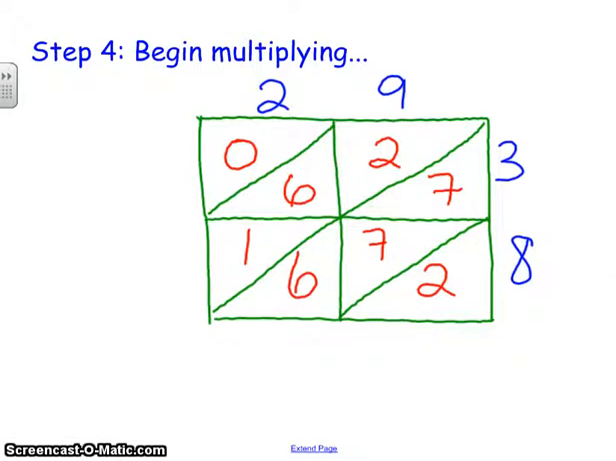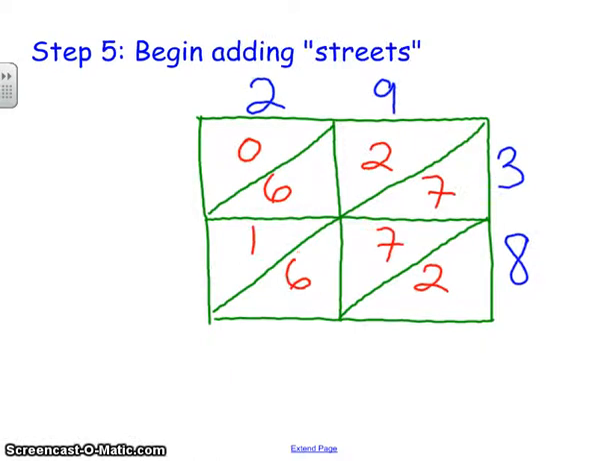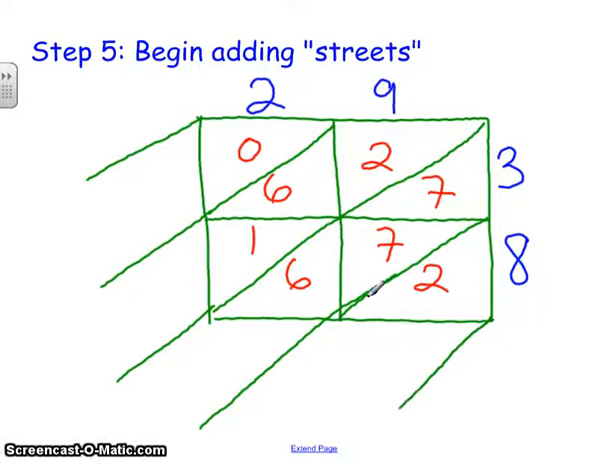Now that we filled out the middle part of the multiplication lattice, we're going to move on to our fifth step. Now our fifth step is to add up these streets. Now you might be thinking, what the heck is a street? Well, I like to call these little lines streets. So feel free to extend these lines outside of the multiplication lattice. This will help you in creating good visual spacing as you're adding everything.